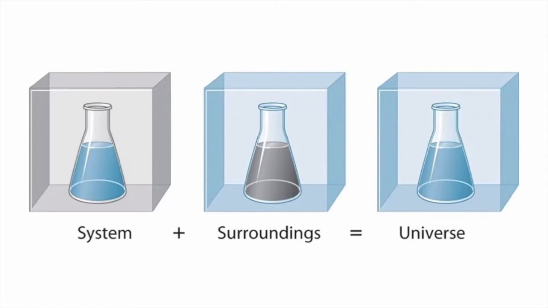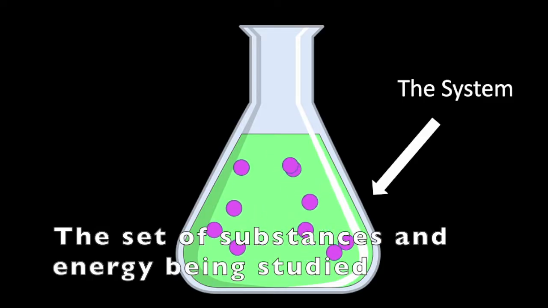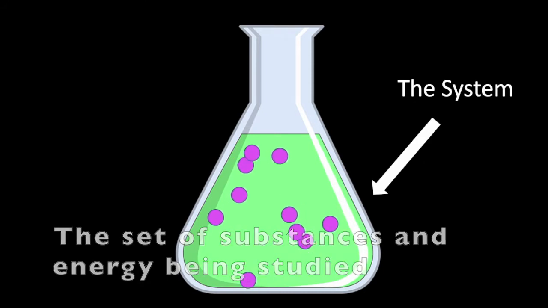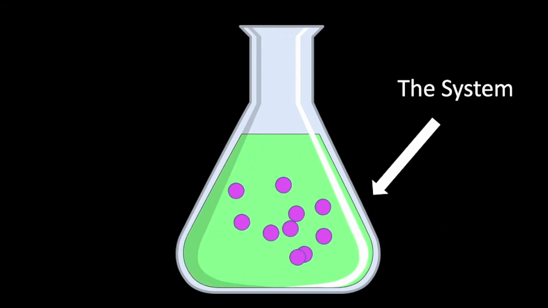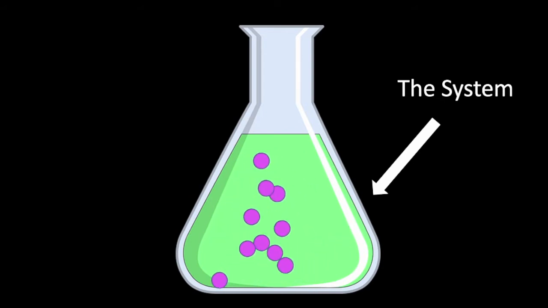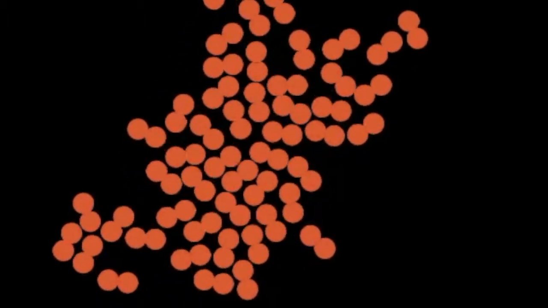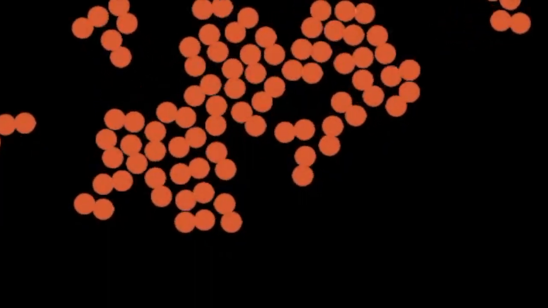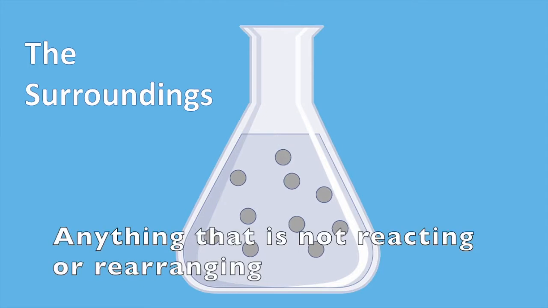Before we can go any farther, we need to define what a system is. A system is the set of substances and energy being studied. Often this is a chemical reaction where bonds are broken and formed inside the system. The system can also be molecules that are undergoing phase change, where the intermolecular attractions are being formed or overcome. The stuff that's outside the system is called the surroundings. It's anything that is not reacting or rearranging.